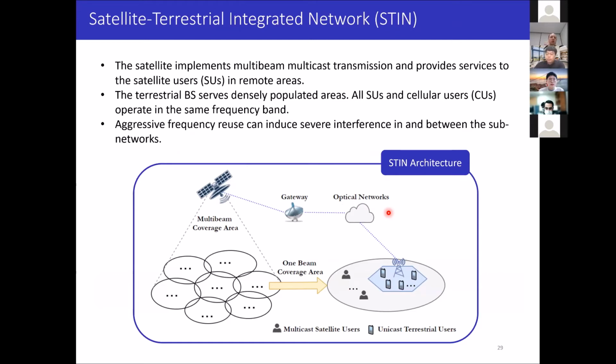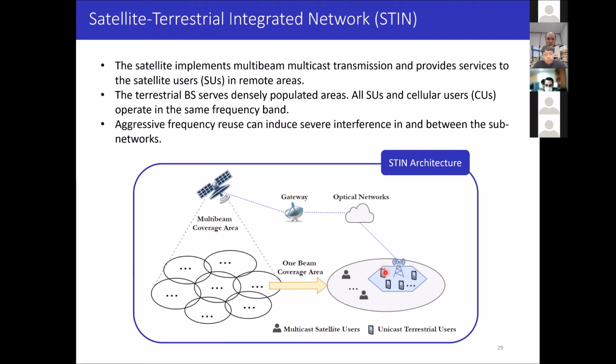The next scenario is when you have integrated networks, so satellite-terrestrial integrated networks. This is a scenario where we have a multi-beam multicast transmission from a satellite, and you see this here, for instance, where you have multiple beams, and in each beam you have multiple satellite users. And then on top of this, within the coverage area of these beams, you also have a terrestrial network.